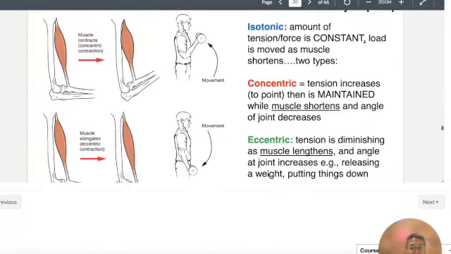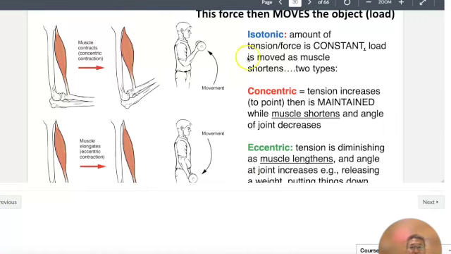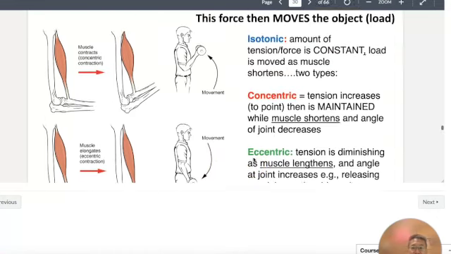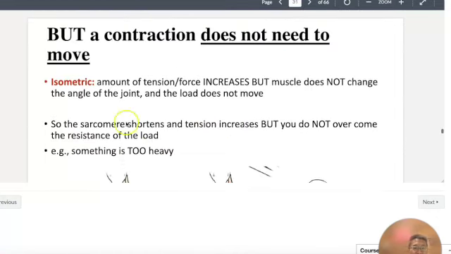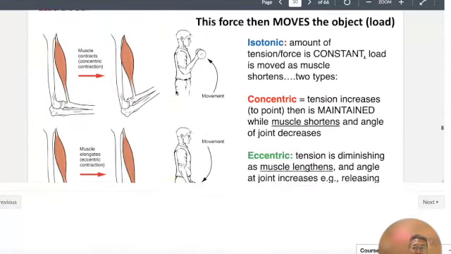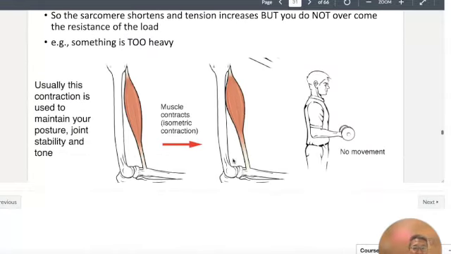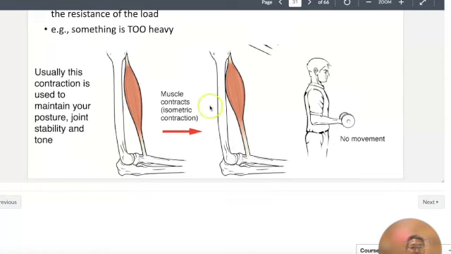Different types of movements. Isotonic is moving. Concentric is bringing it closer, and eccentric is lengthening the muscle by letting it go. That's eccentric. One of the exercises is called isometric. Isometric exercise, you just stay right there and not move. A lot of the time, the body uses isometric to maintain posture.